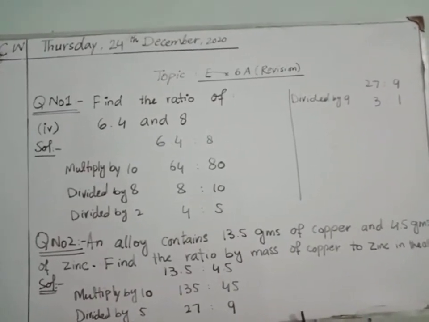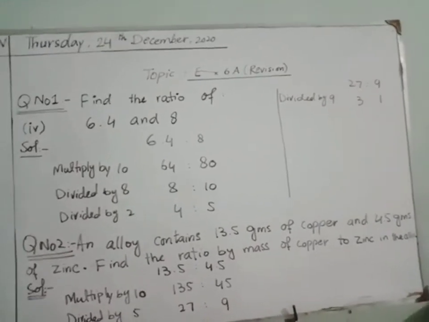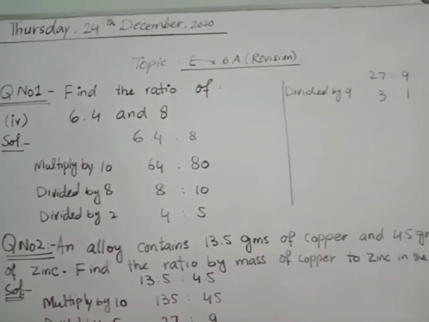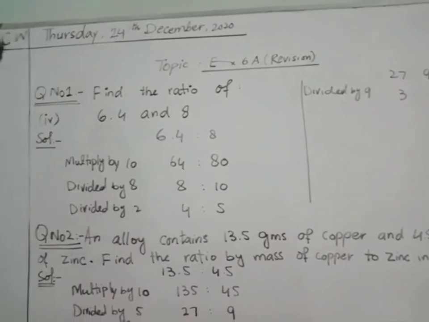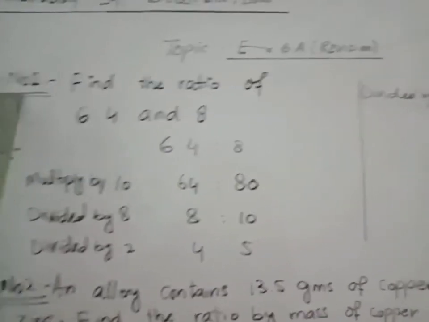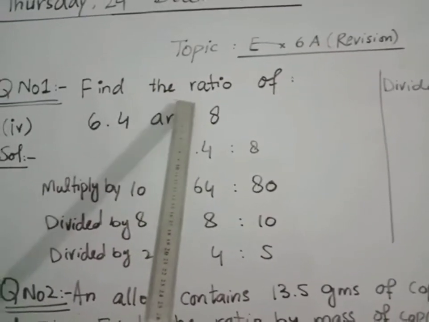Today is Thursday, 24th December 2020, and we are going to start our next chapter, which is ratio, and the exercise is 6A. This is a division of final term. So this is question number 1 of this exercise. Find the ratio of, you will calculate the ratio.